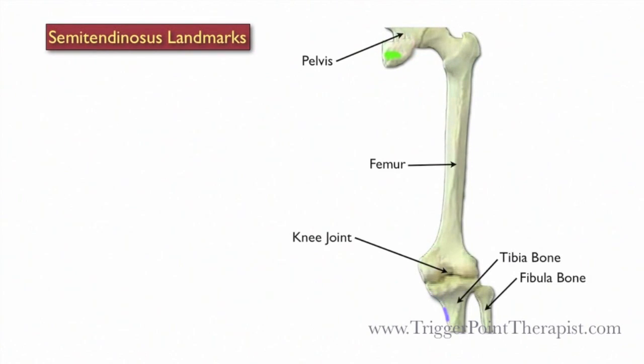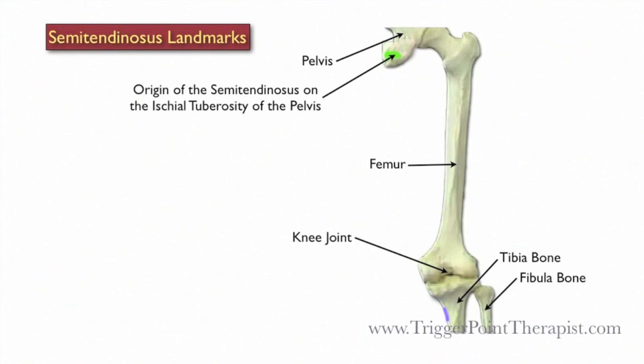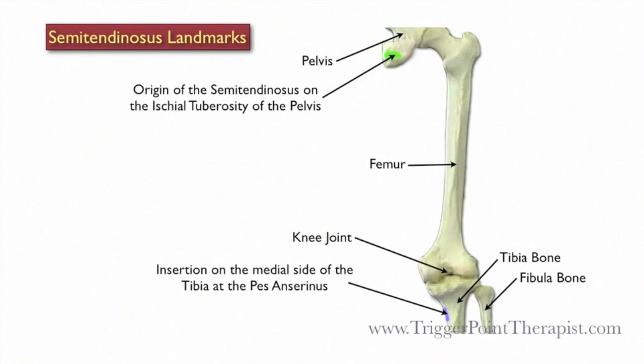Now let's take a look at the semitendinosus landmarks. You'll notice they're the same as the semimembranosus. The origin of the semitendinosus is on the ischial tuberosity of the pelvis, and the insertion is on the medial side of the tibia at the pes anserinus.